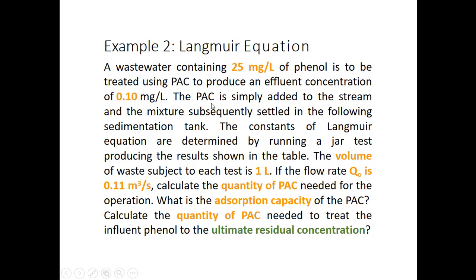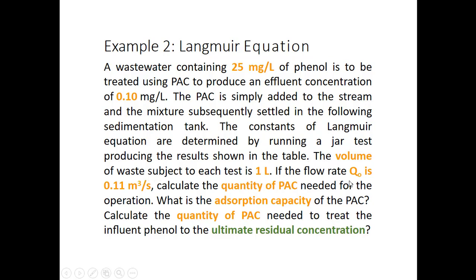The PAC is simply added to the stream, and the mixture subsequently settles in the following sedimentation tank. The constants of the Langmuir equation are determined by running a jar test, producing the results shown in the table that we will show just now. The volume of waste subject to each test is 1 liter.